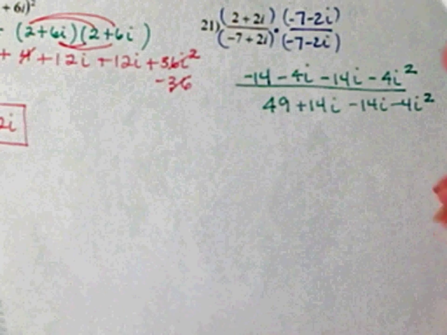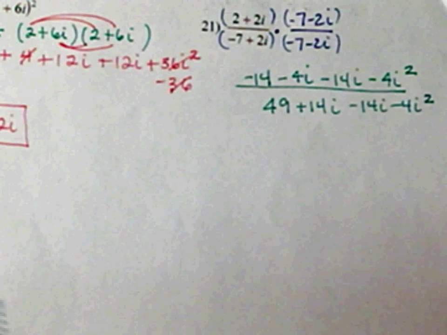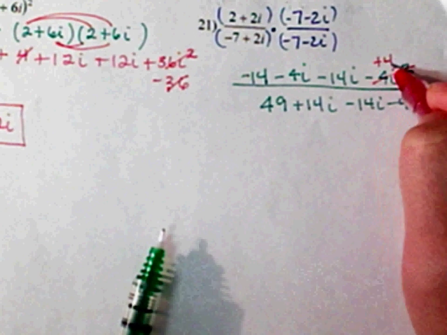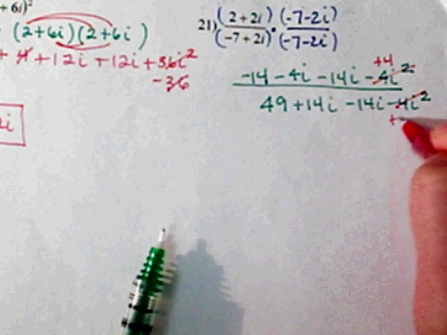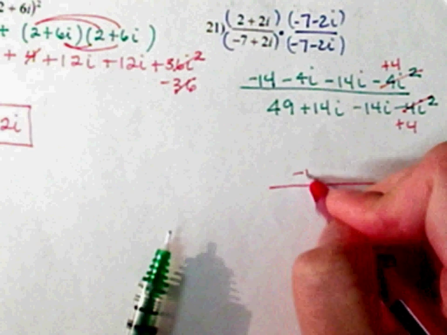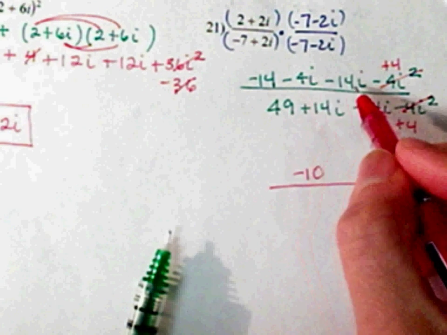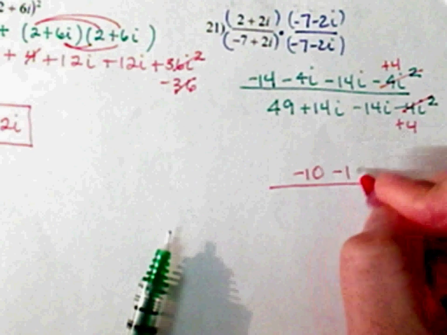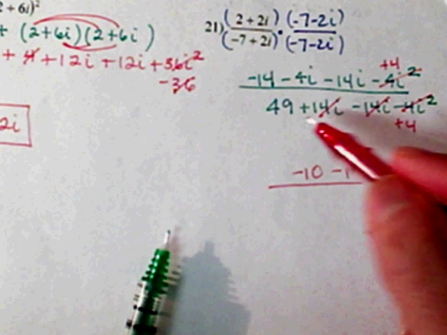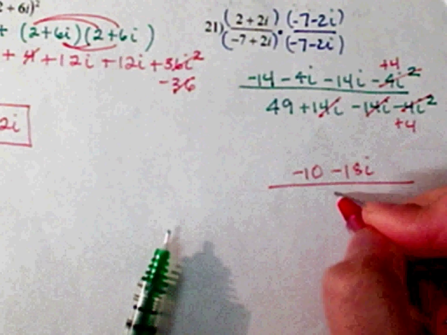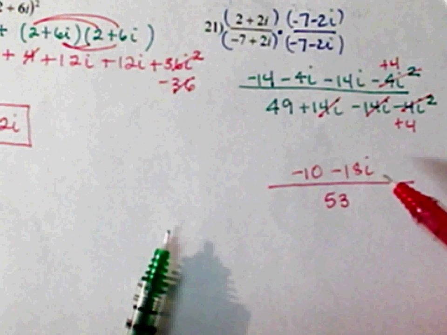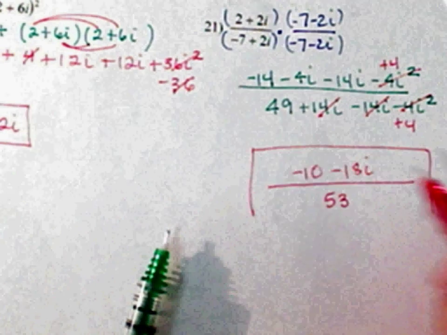Okay? You cannot start canceling things here because there's a plus and a minus. However, negative 4 times negative 1 makes that a positive 4. Negative 4 times negative 1 makes this a positive 4. So you have negative 14 plus 4. That leaves you negative 10. Negative 4i minus 14i is negative 18i. Notice these will cancel to give you 0. So all you have is 49 plus 4, which is 53. Is there any number that goes into 10, 18, and 53? There's not. So this is your final answer for number 21.